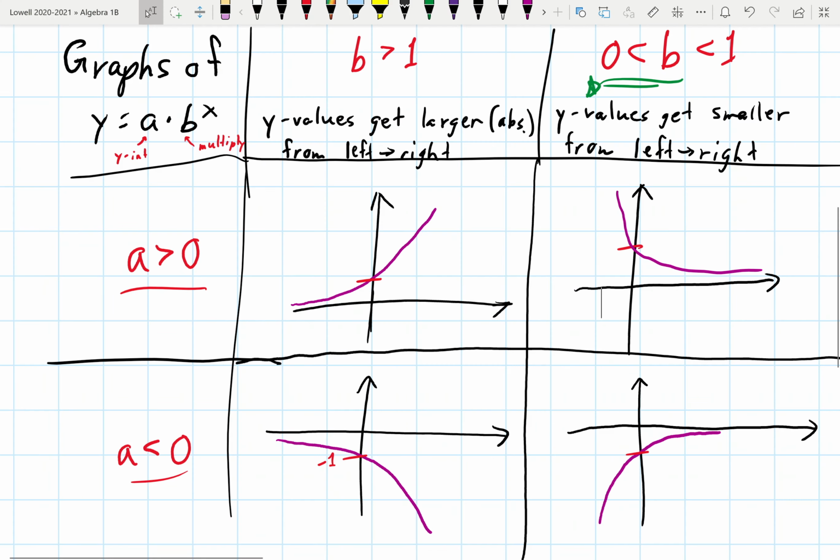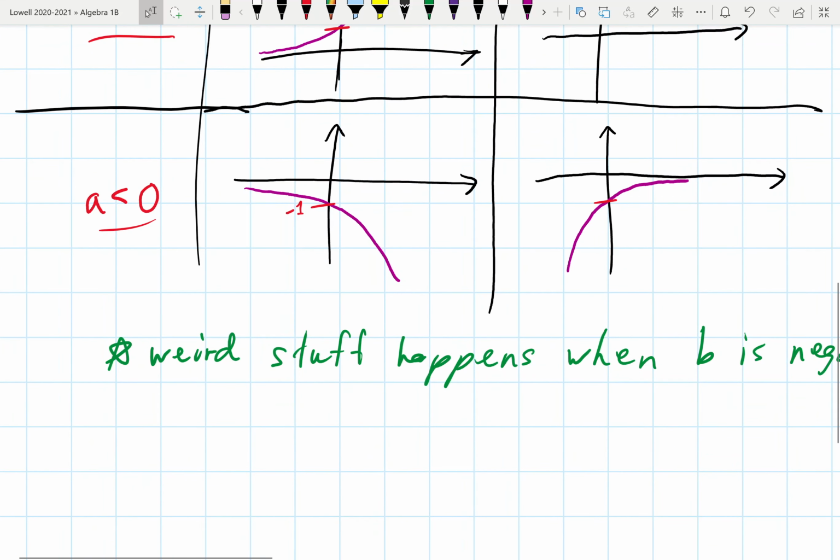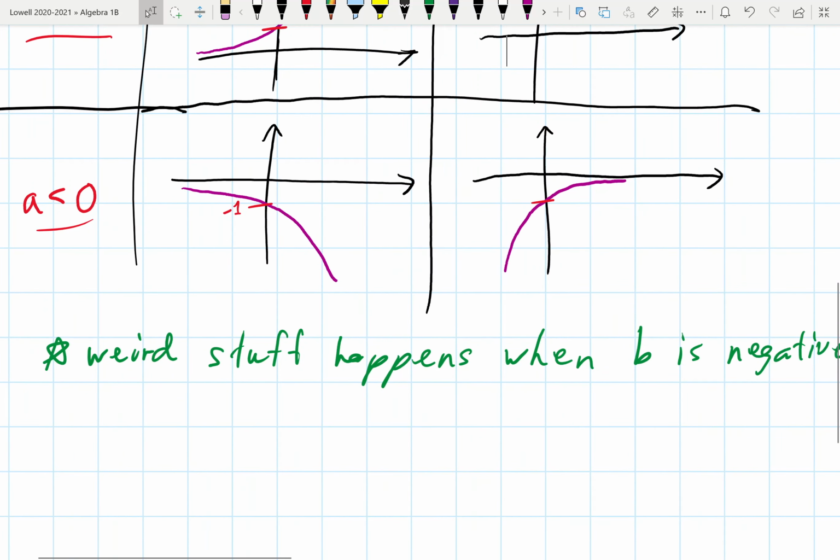Okay? So again, to get the shape of an exponential function, if you just know the equation, you already know what the shape looks like. If the y-intercept is positive, the graph is going to exist above the x-axis. If it's negative, it'll be below. And if b is greater than 1, then it's going to get farther away from the x-axis, going left to right. And if b is positive but less than 1, it will get closer to the x-axis, going left to right. And remember that this is important: b has to be positive. If b is negative, or even 0, weird stuff happens.